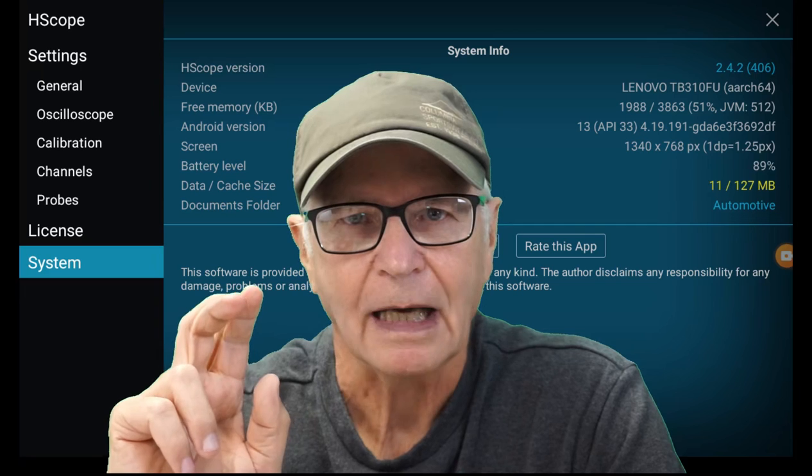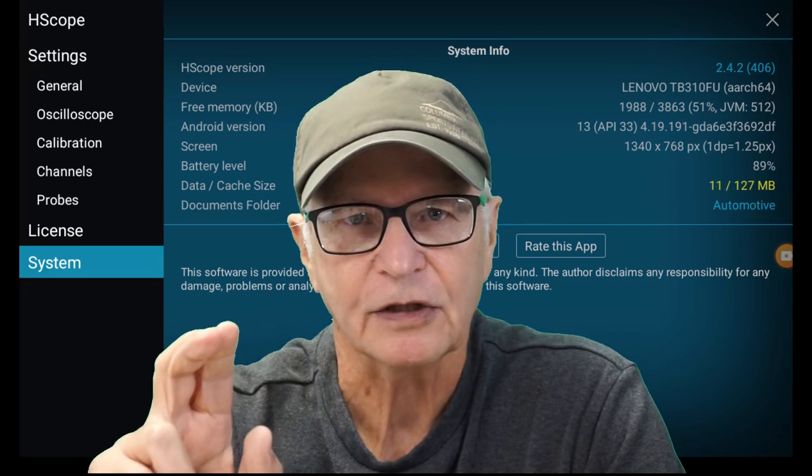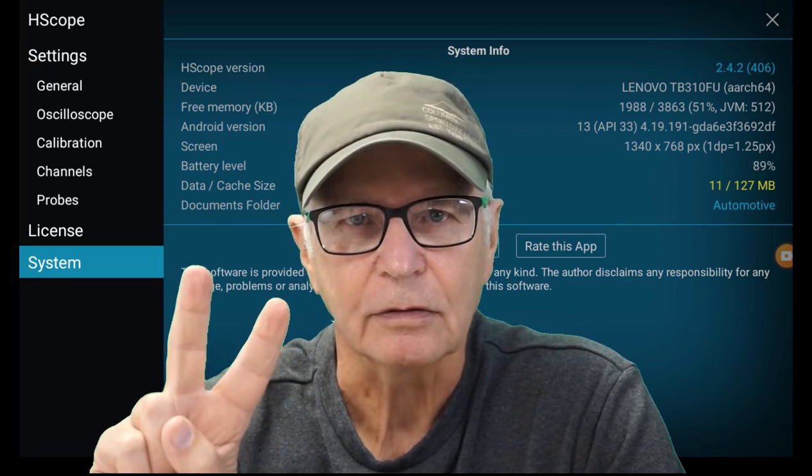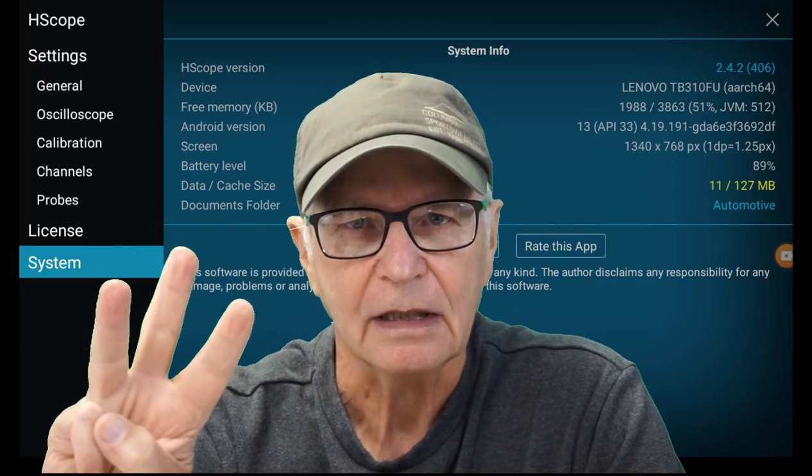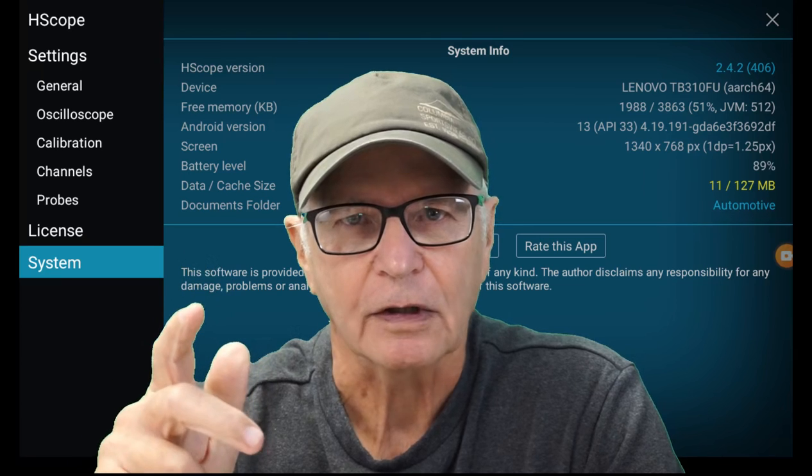biggie. Martin added another capture mode to HScope. We already had two, which now makes three, and in this brief tutorial, I'm going to go over them.